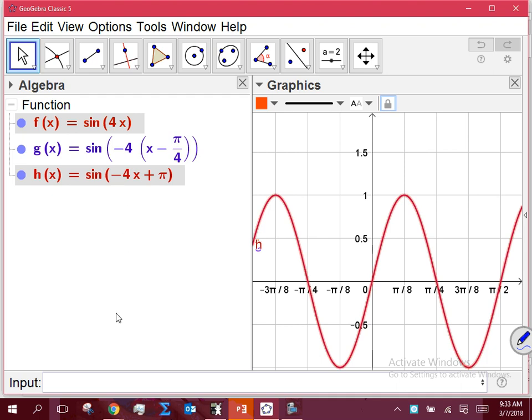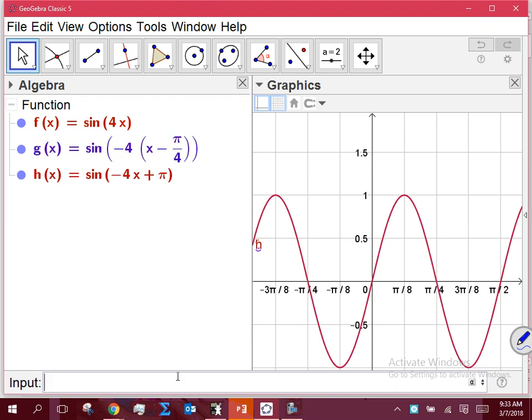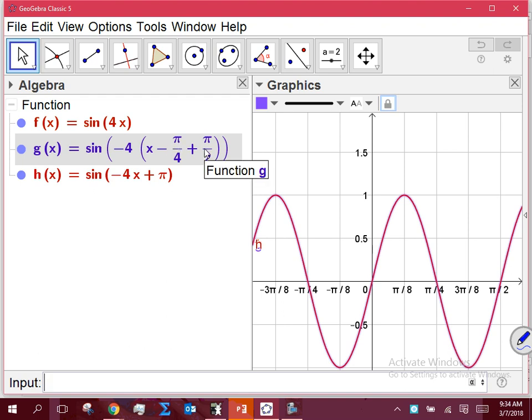Let's take this one. Control C. Control V. And let's just add pi over 2. And it gave me the same curve, right? Okay. What's pi over 4 plus pi over 2? All right, let's do it this way. What's negative pi over 4 plus pi over 2? Just pi over 4, right?